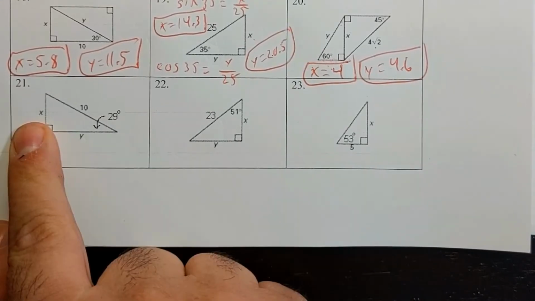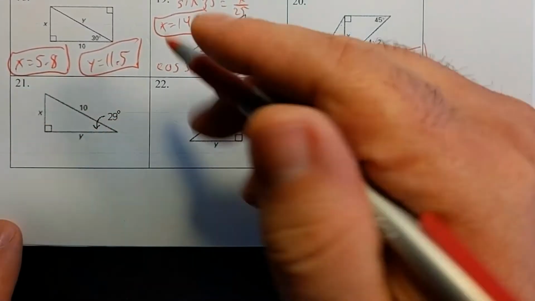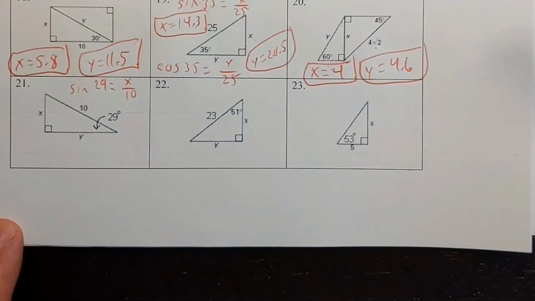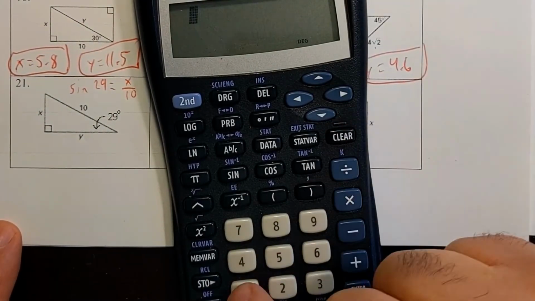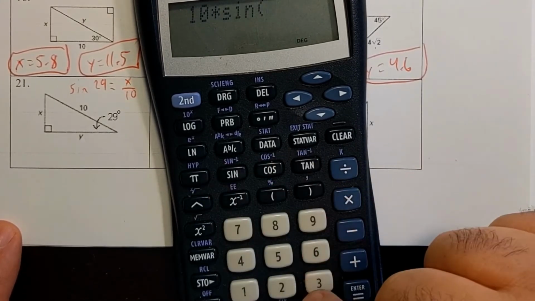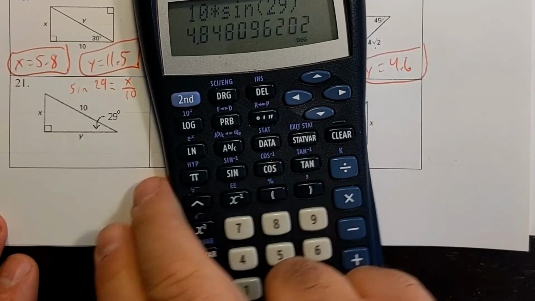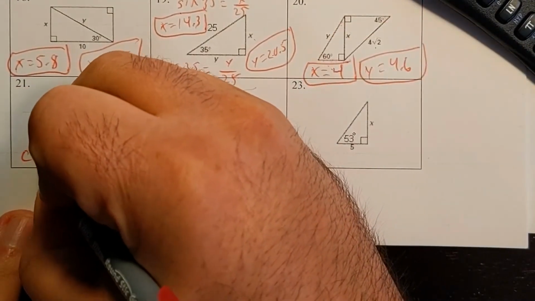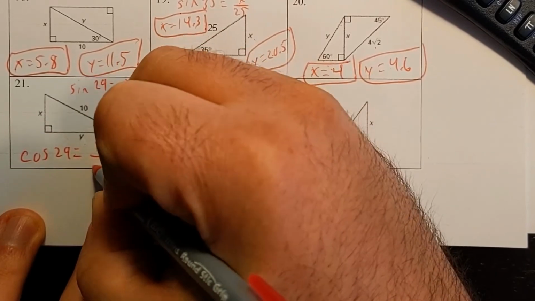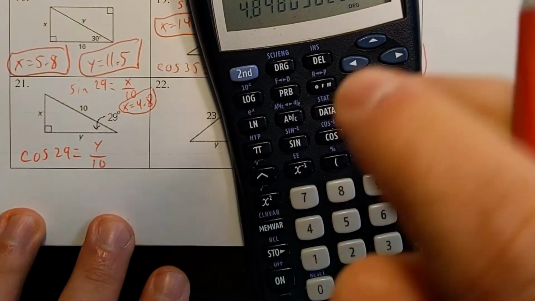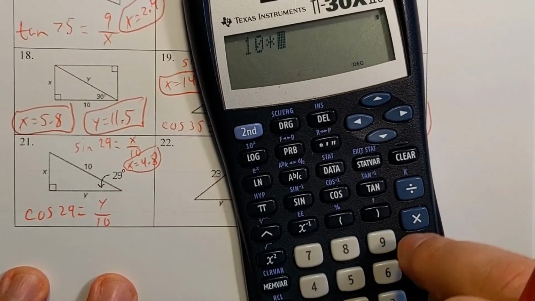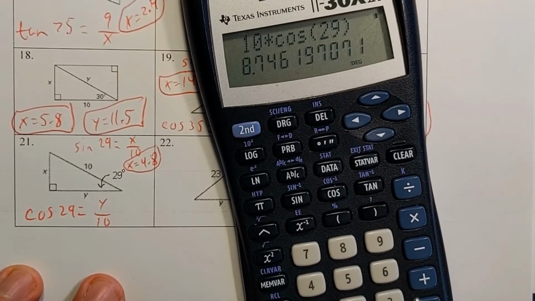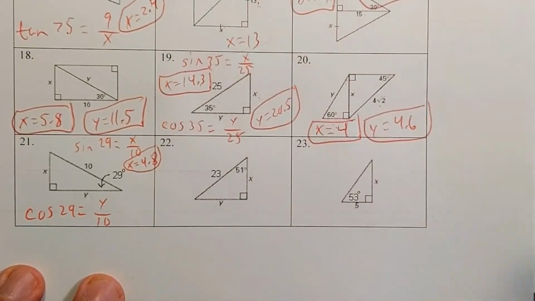Number 21. X is your opposite, 10 is your hypotenuse. Opposite and hypotenuse is sine. Opposite goes on the top. Hypotenuse goes down to the bottom. This problem is going to be multiplying. So you're going to go 10 times the sine of 29. And it's 4.8. From this angle, y is adjacent. 10 is still your hypotenuse. Adjacent and hypotenuse is cosine. Adjacent goes to the top, hypotenuse goes down to the bottom, and you put it in your calculator as multiplying. So 10 times the cosine of 29, and you get 8.7.